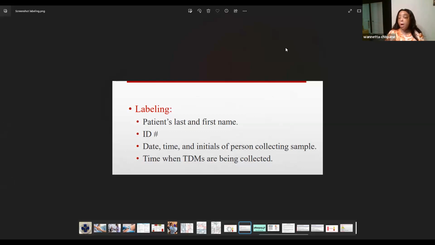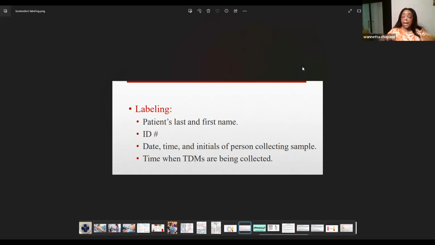We already talked about labeling our tubes, and we will label our tubes on Saturday. But just remember that after you invert your tube, we want to be sure to label it. What goes on the label is for sure the patient's first and last name, the patient's ID, like the medical record number, the date, the time, and the initials of the phlebotomist.